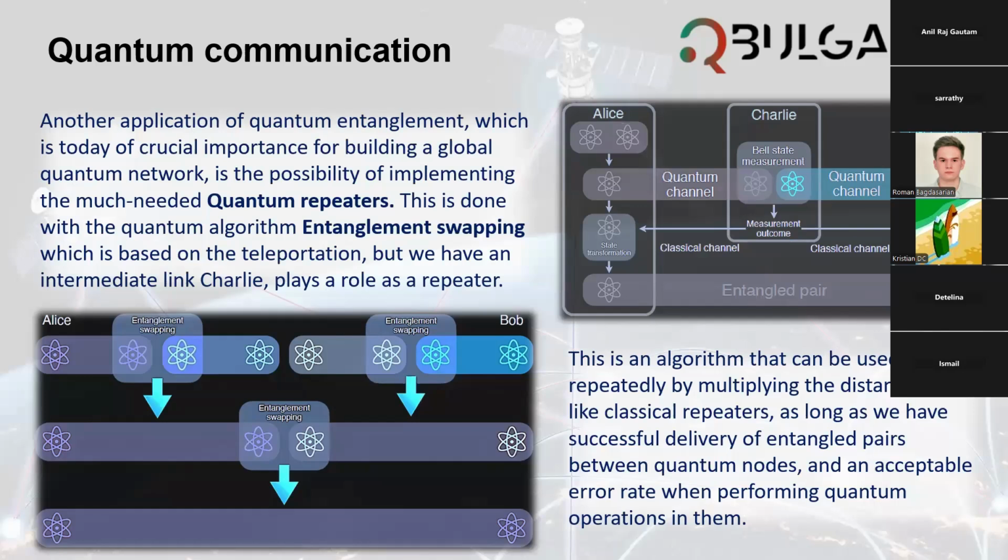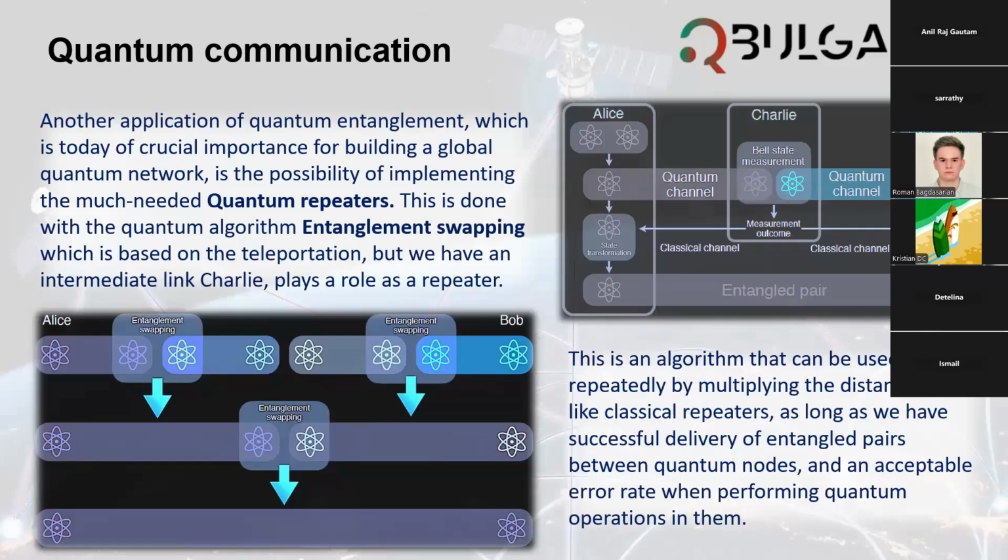So another application of entanglement and teleportation is very important today because it allows us to build a global quantum network by the possibility to implement quantum repeaters. They are different from the usual classical repeaters. This is done with the quantum algorithm entanglement swapping, which is based on the teleportation algorithm, but we have some intermediate link, Charlie, in the middle, which actually plays a role as a repeater. This is like teleportation, but on already entangled particles.